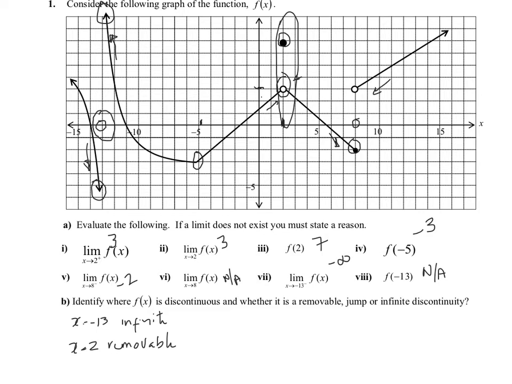At x is equal to 8, which is here, you can see that the right limit, which is going this way, is equal to 3 and the left limit, which is this one, is equal to -2. Since they are not equal, this is a jump discontinuity. So at x equal to 8 is a jump discontinuity.